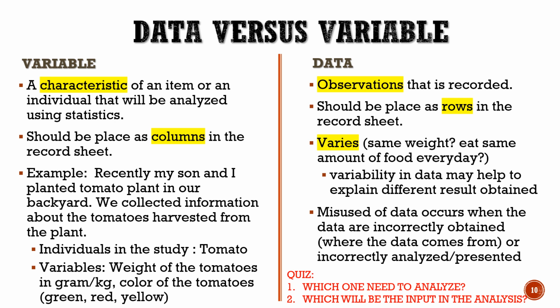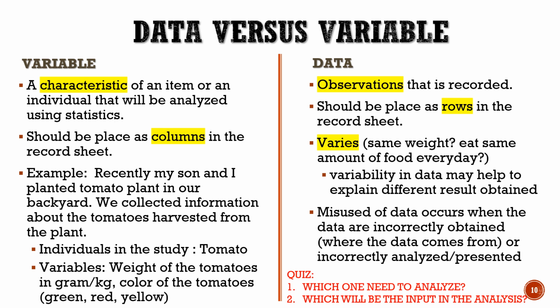Alright, so basically, that is why when we have our observations, of course, for our observation there will be characteristics, and then these characteristics are called a variable. And in terms of the structure, it should be placed as columns in the record sheet.